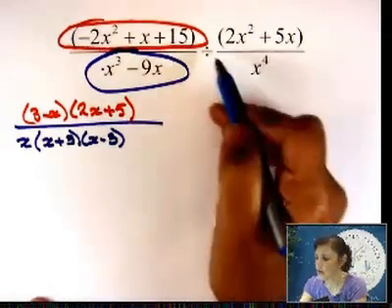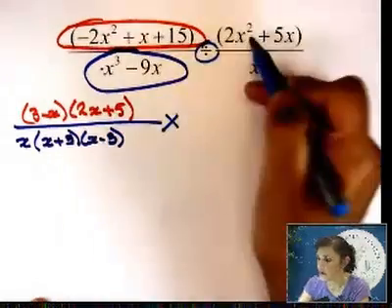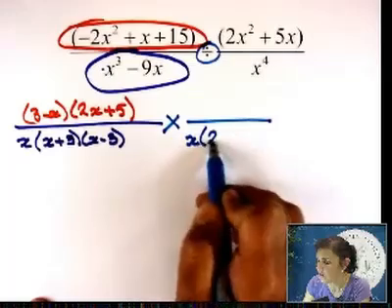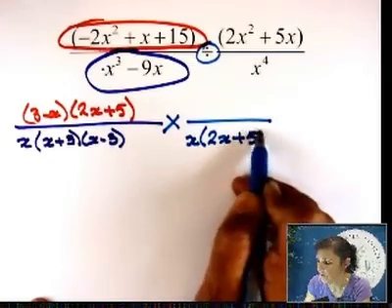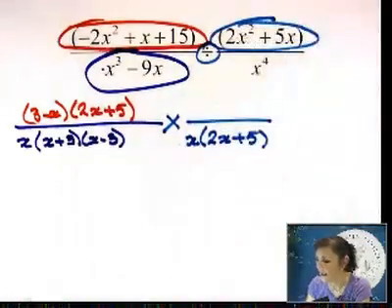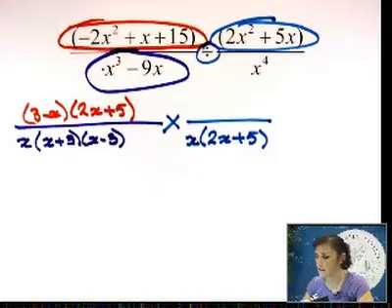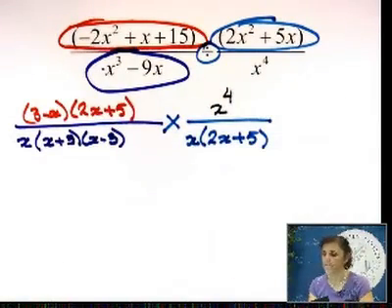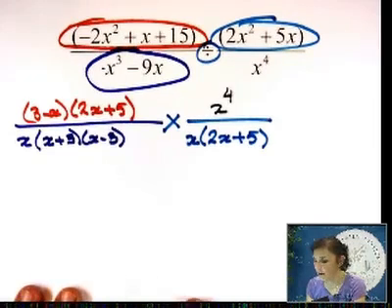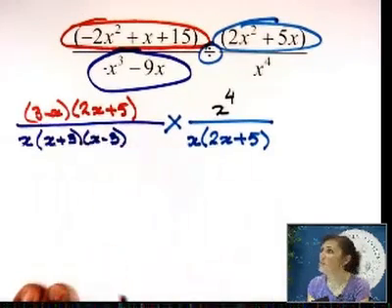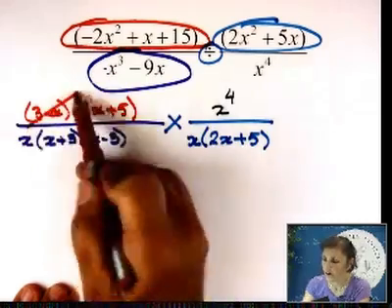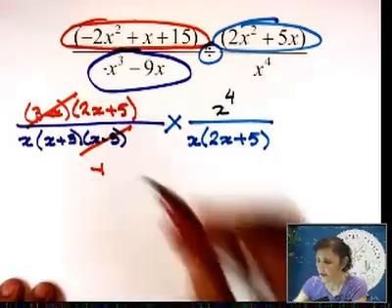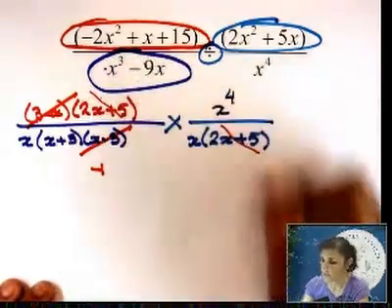Then I'm going to change this into multiplication. This goes at the bottom, so you're going to go x, 2x plus 5. That's this one. And your very last one is x to the fourth. And let's see what I can cross out. Now, 3 minus x, x minus 3. Remember how that works? They go, and then you have a negative 1 extra. So that negative 1 is there. This 2x plus 5, 2x plus 5 will go.